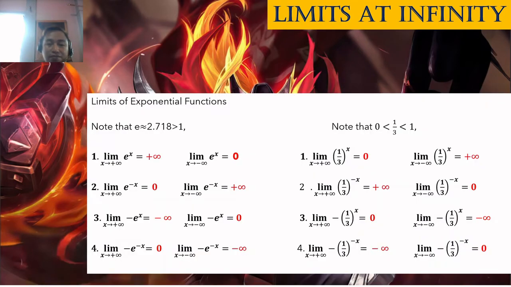Okay, now next, limits of exponential functions. Here is our example. If we use e, the Euler constant which is approximately 2.718, this is greater than 1, right? So we replace our a with e, so these are the answers. And note that if the base is 1/3, we just substitute it in place of a.